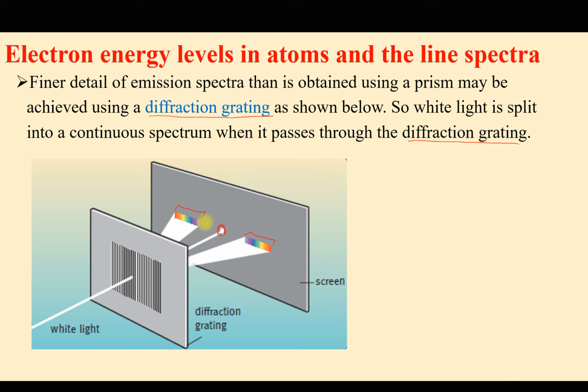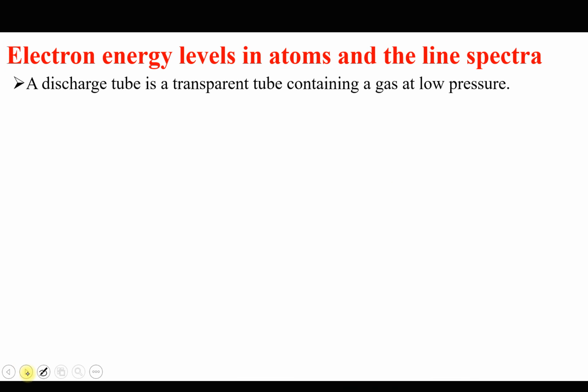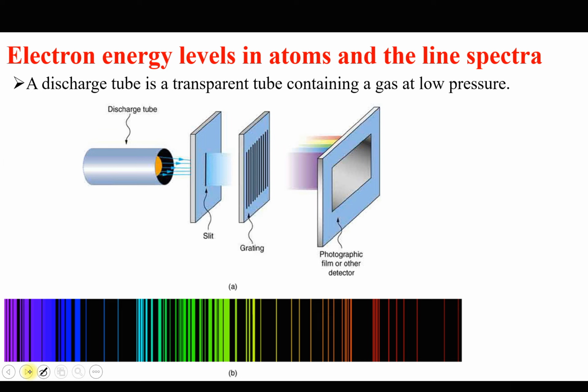But if we consider a discharge tube which is containing gas at low pressure, and the light coming from the discharge tube is again passed through a diffraction grating, then we may not observe exactly the same thing we have observed with white light from a tungsten filament. So a discharge tube looks like this. So think of a discharge tube.